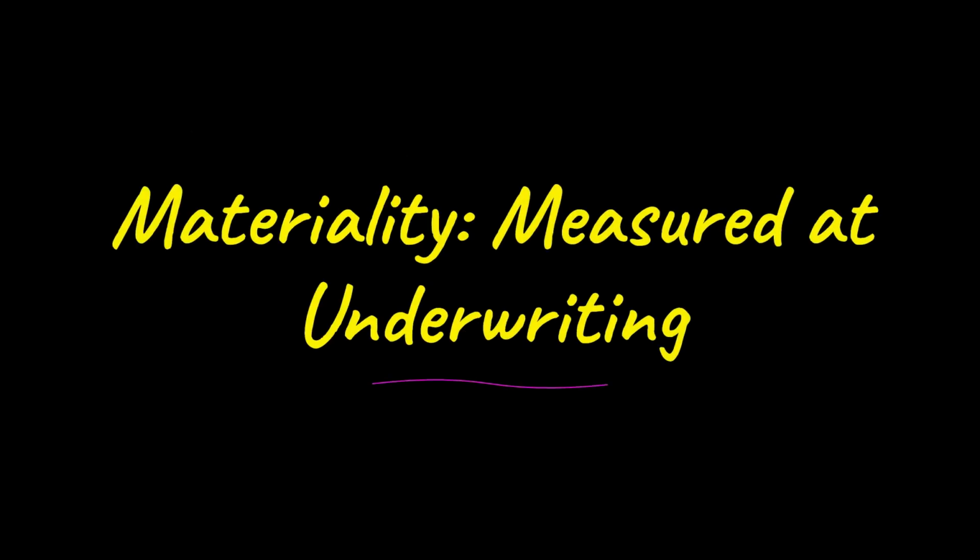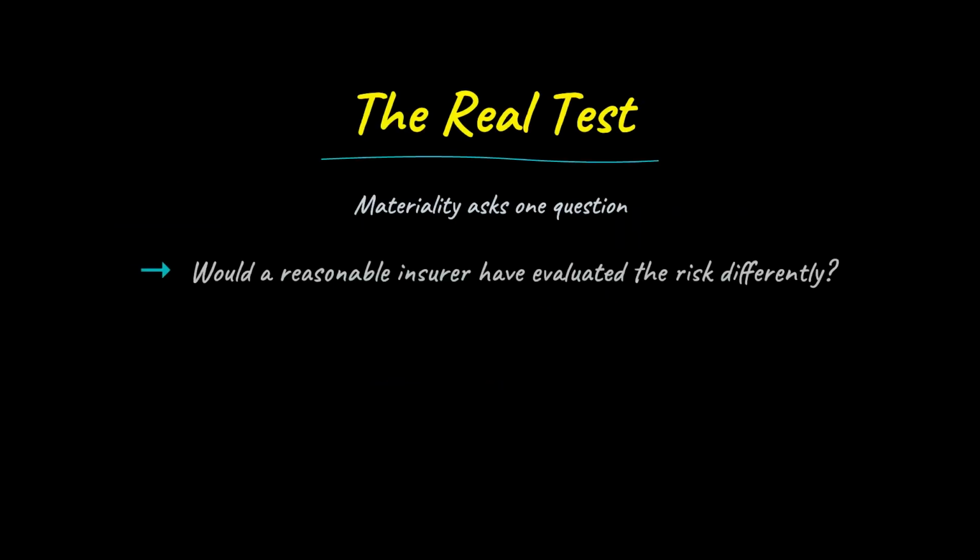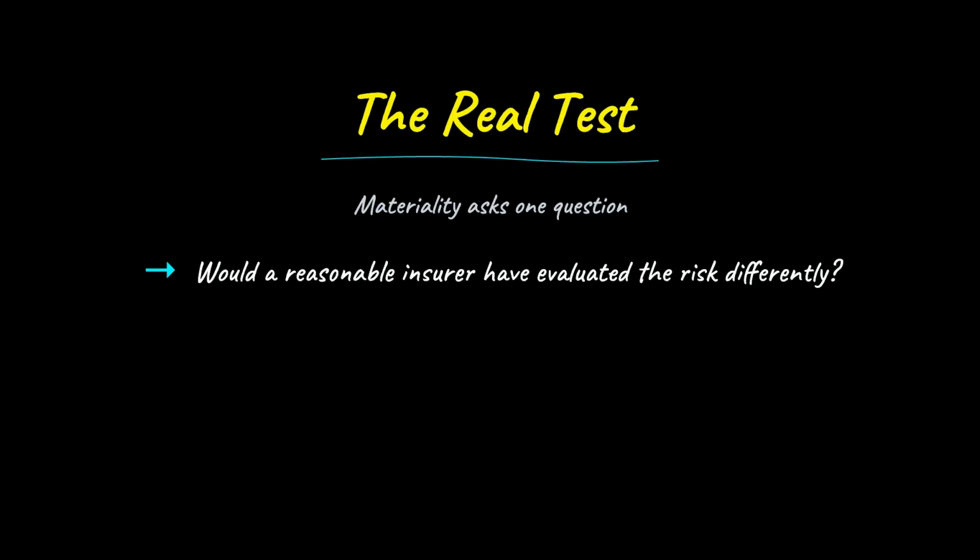California's materiality rule has a striking feature. It doesn't care whether the concealed fact had anything to do with the eventual loss. An applicant hides a heart condition, then dies in an unrelated car accident. The concealment can still be material. Materiality is the hinge on which concealment turns, and California fixes its meaning at underwriting, not at the loss.